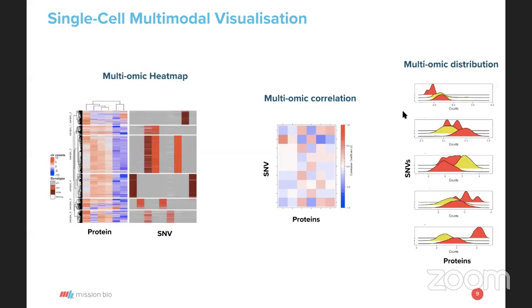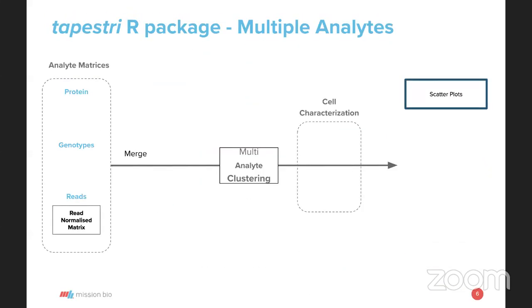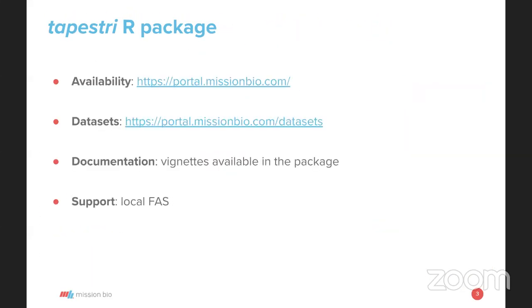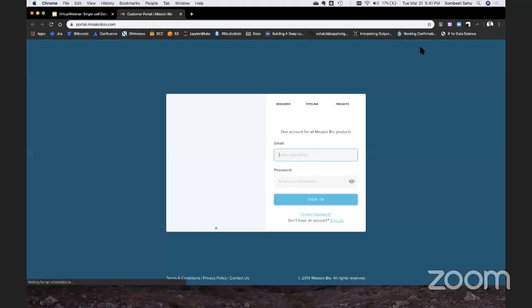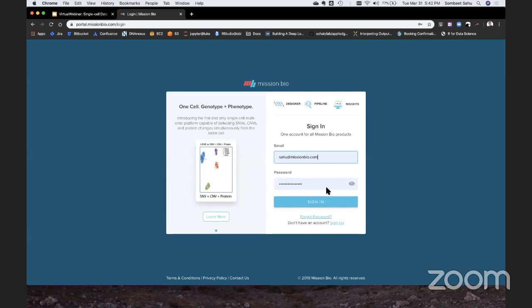So without further ado, let's get on to the hands-on part. We'll go to this link, portal.missionbio.com. It will ask you to log in, and you can also sign up for free to get this package and the data sets.